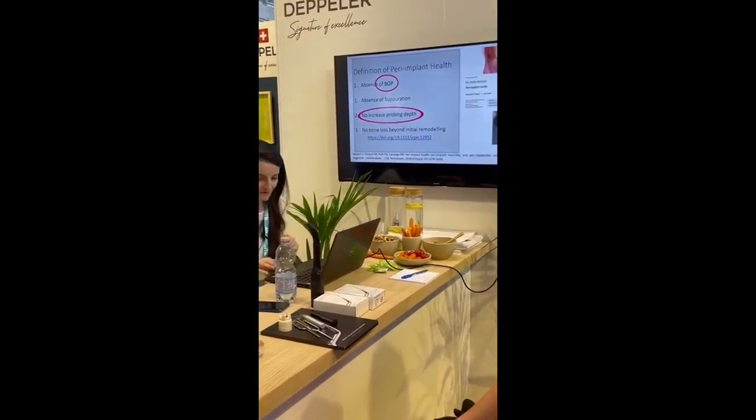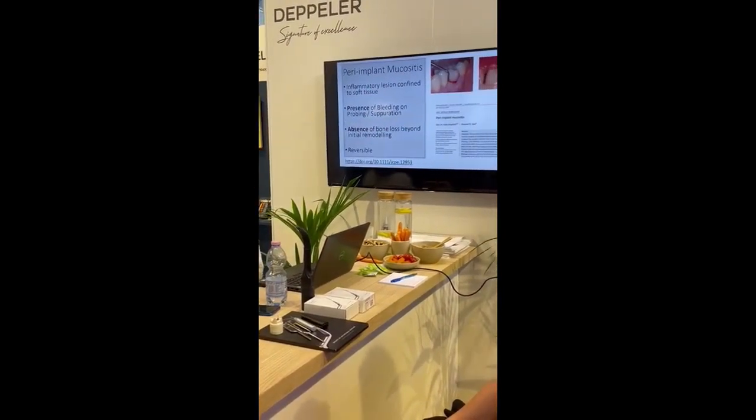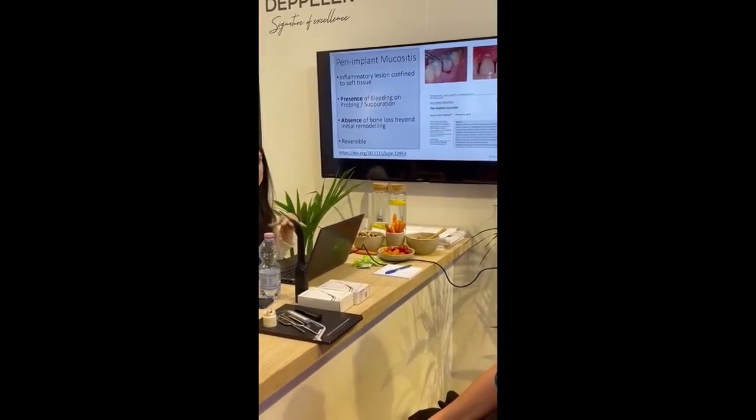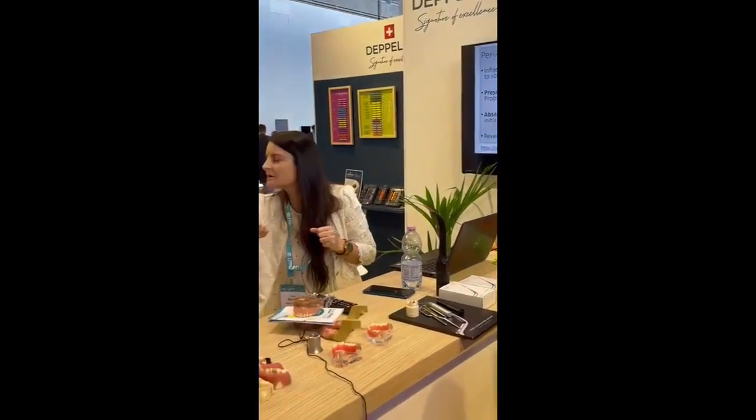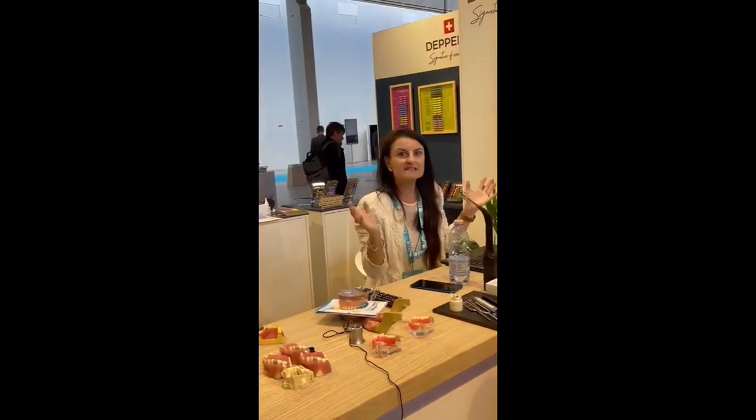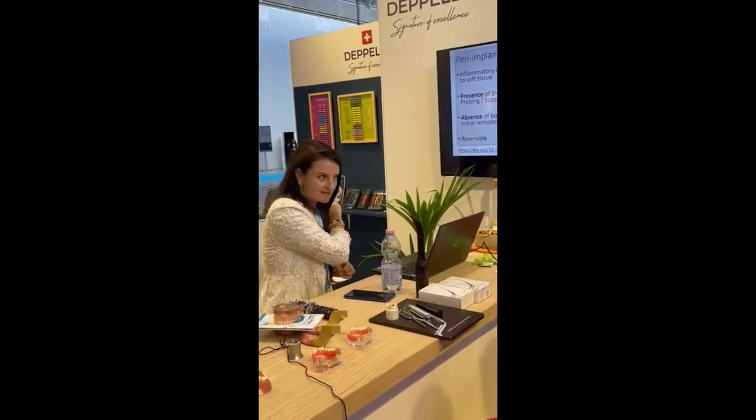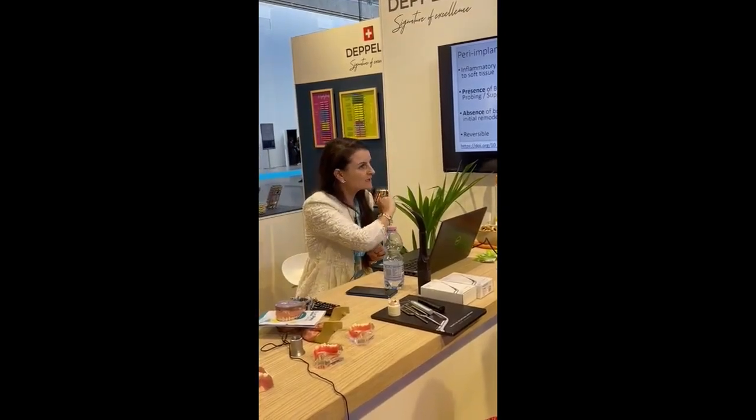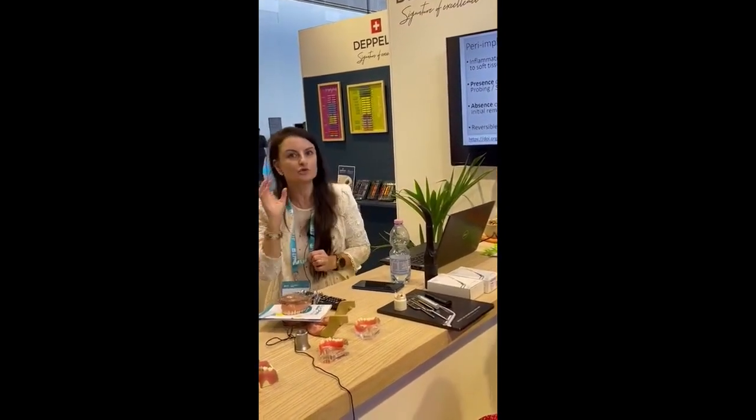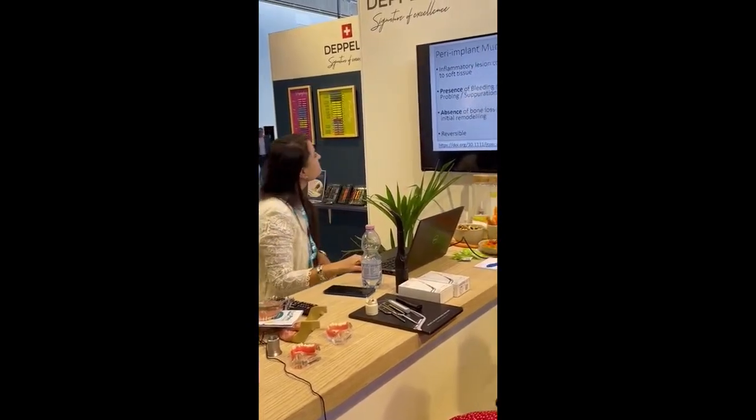And probing depth, okay? Now, are we doing a BPE, a screening, a PSR if you're in the United States, CPITN around implants, or are we doing something a bit more accurate? 6-point pocket chart. If you look at the guidance, however, a 6-point pocket chart is not always achievable around implants, okay? But you do the best you can. You'll aim for 6 sites, but you'll get as many as you can.